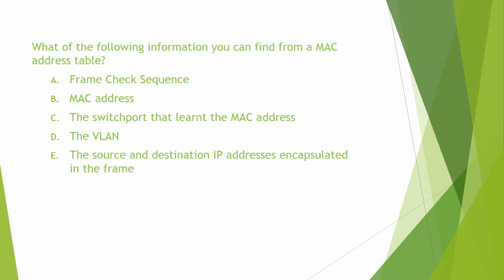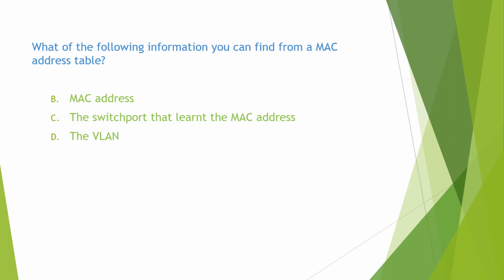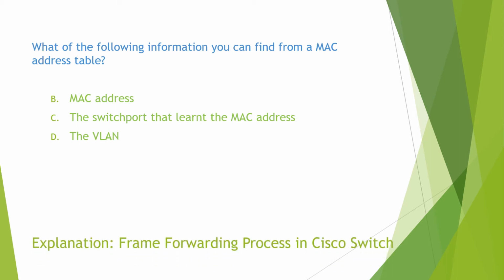The question reads, which of the following information can you find from a MAC address table? From a MAC address table, you can find the MAC address, the switch port that learned the MAC address, and the VLAN. So the answers for this question are B, C, and D. You can find the detailed explanation for this question in the video, Frame forwarding process in Cisco switch.